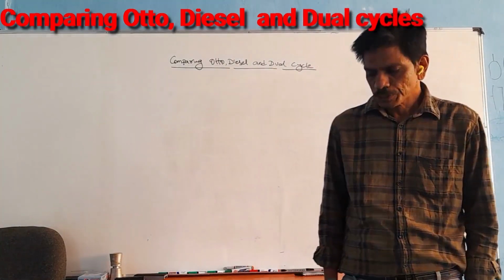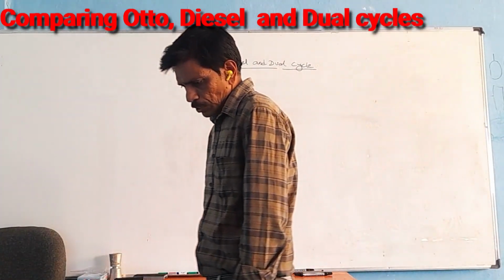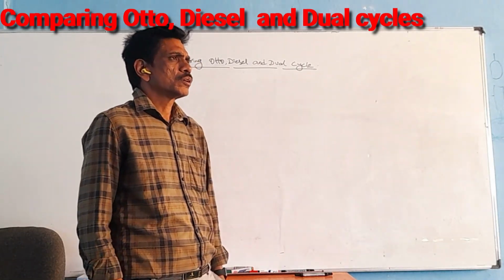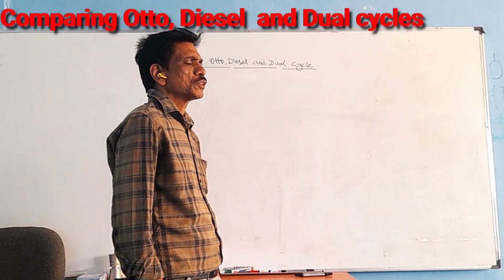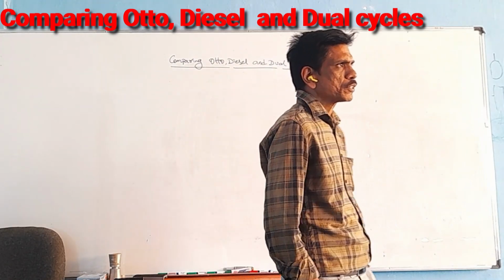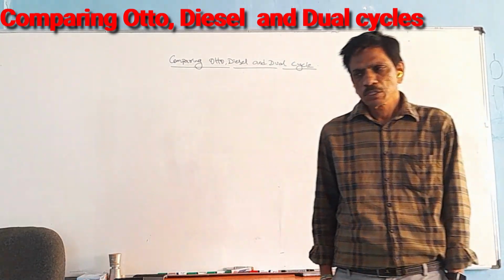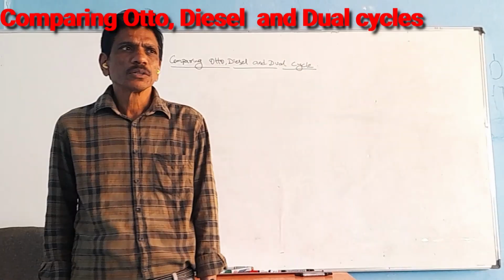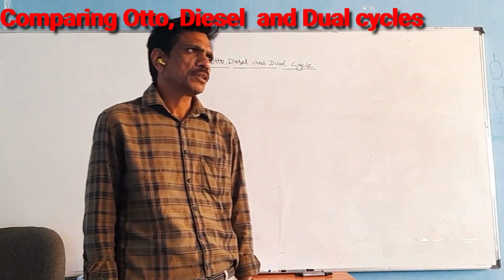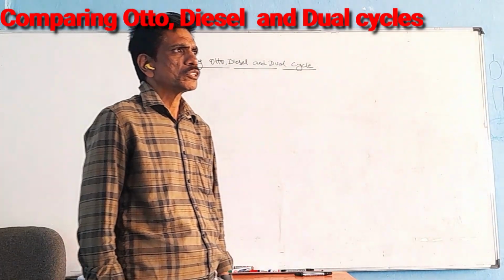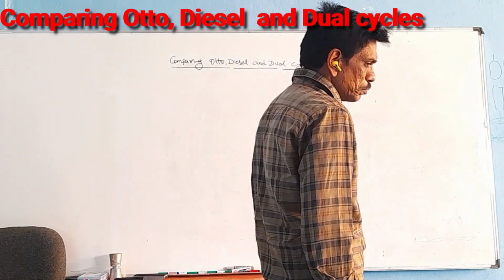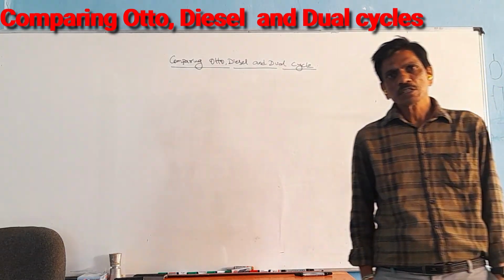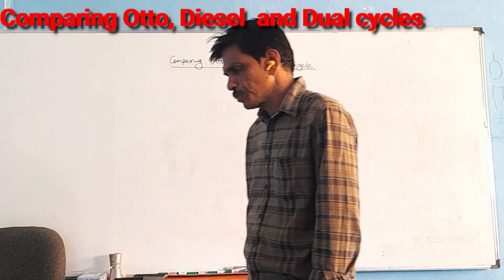Well, viewers, in the previous videos, we have seen the sequence of operations in the Otto cycle, diesel cycle, and dual cycle. In this video, we will make a comparison between these cycles. Which cycle is efficient, whether Otto cycle, diesel cycle, or dual cycle.